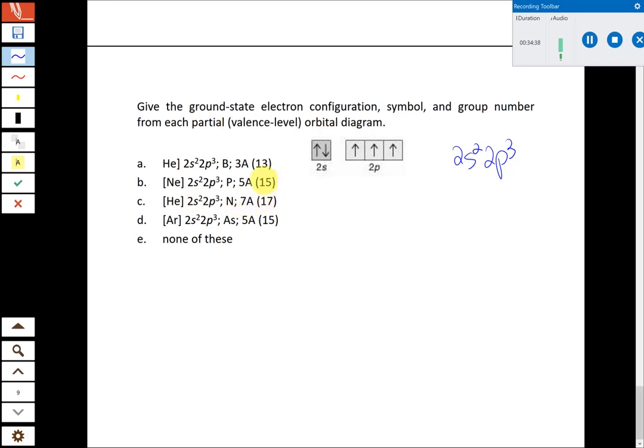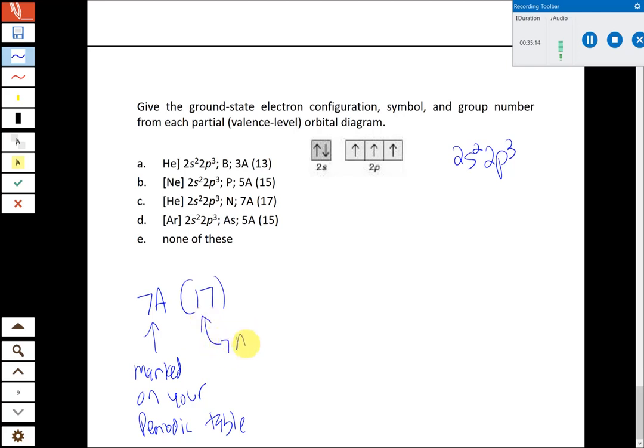Now part of the confusion here might have been the way that we wrote the group numbers. If you write it as 7A with 17 in parentheses, this is just two different ways of writing the group numbers. So this is the one that's marked on your periodic table. We have the A and the B groups. And it's convenient because in the A groups, the group number tells you how many valence electrons there are directly.